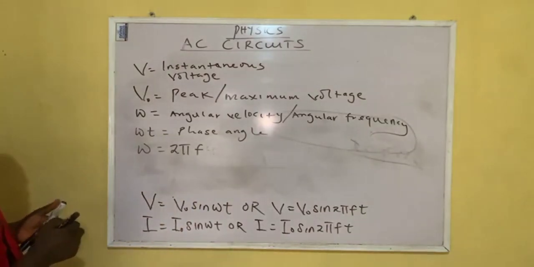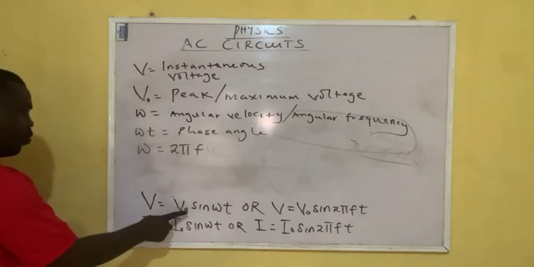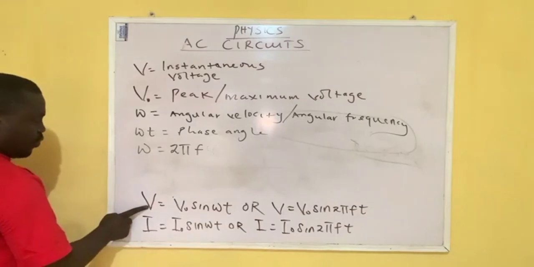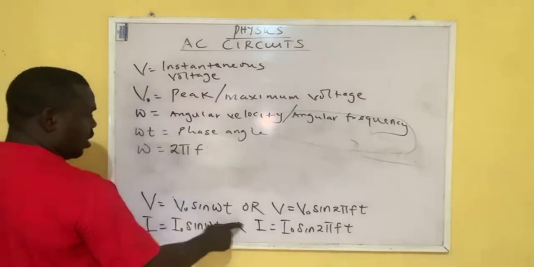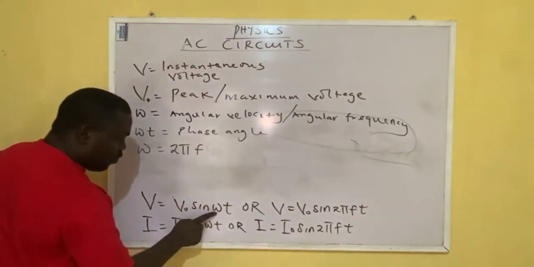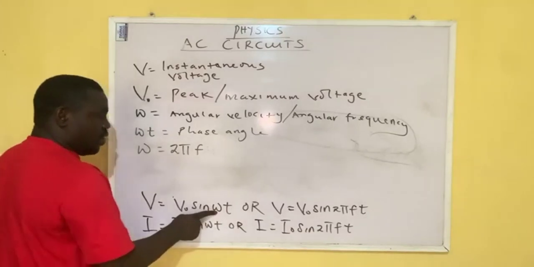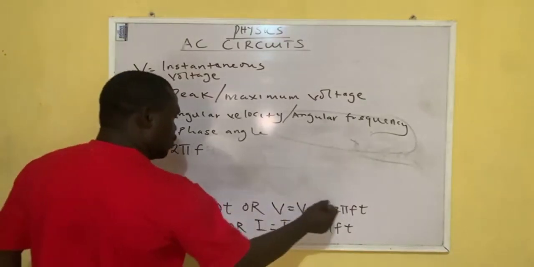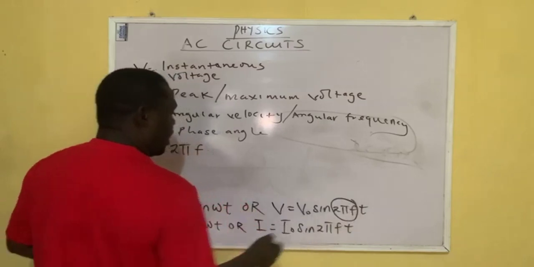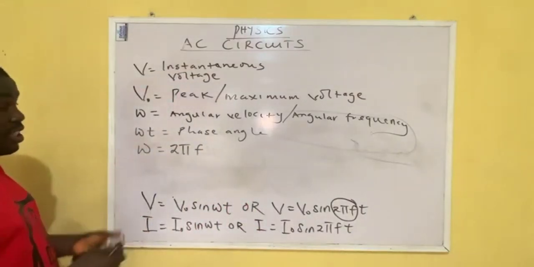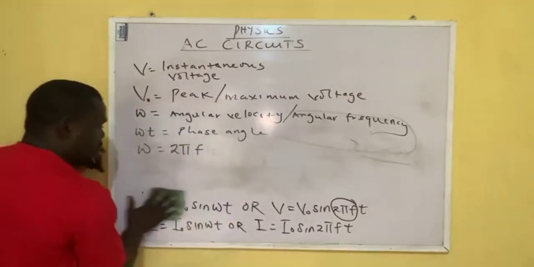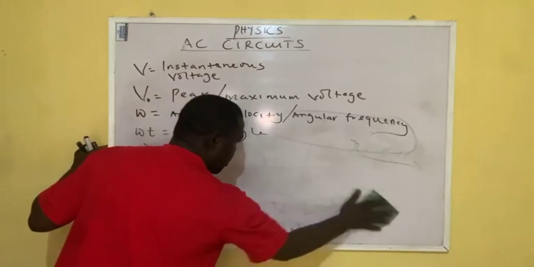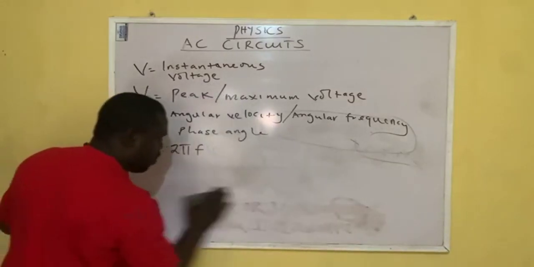Okay, so you have that as your angular frequency. That was why, when you look at this, V is equal to V naught sine omega t. You could see that in place of angular frequency or angular velocity, we substituted 2 pi f for it. I'm sure that's very clear. That's clear to you. Okay, so one other thing you need to know here is quite straightforward.